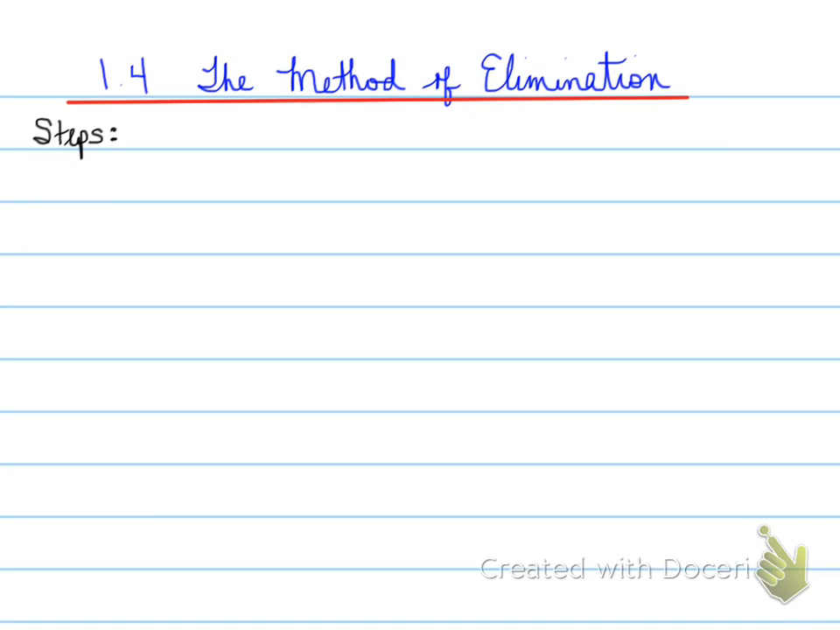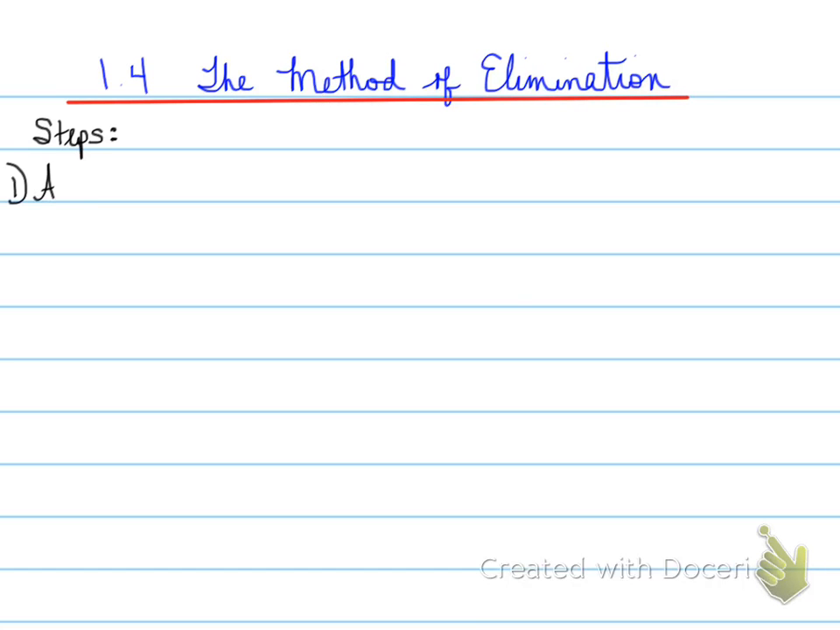All right, 1.4, the method of elimination. So what we're looking at here is the process of elimination for systems of equations. In linear systems, there's a certain level of steps that you need to follow. So here are the steps.